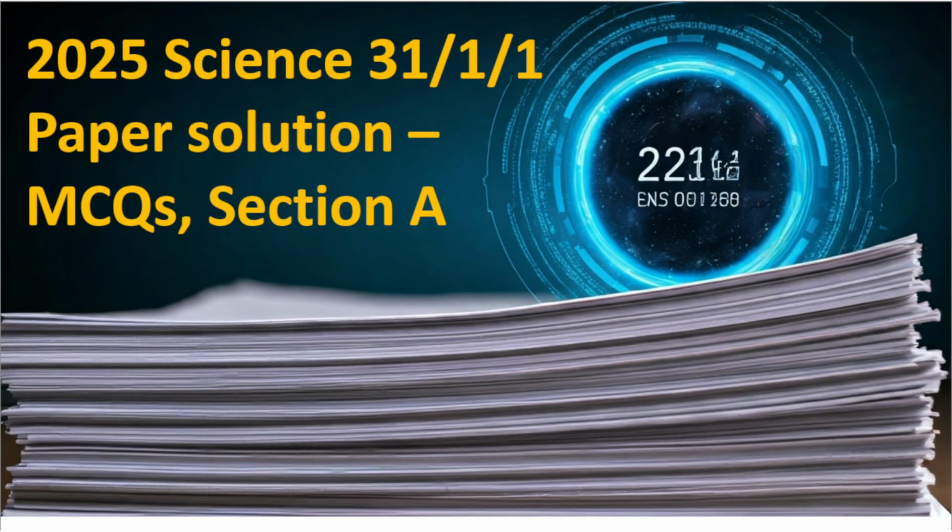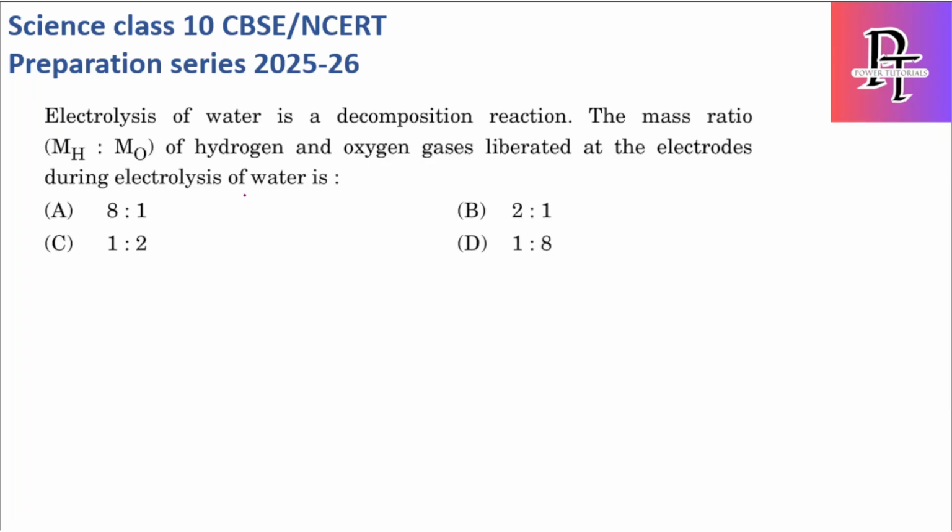So from today onwards we are going to start previous year questions of science, starting from 31/1/1, which is our first set of the 2025 board exam paper. In this video we are going to cover section A, which is MCQs and assertion-reason questions, from the 2025 board exam, 31/1/1 set. So let's start one by one. In the further videos you'll find the other sections, B, C and D, as well. Let's start with the first question.